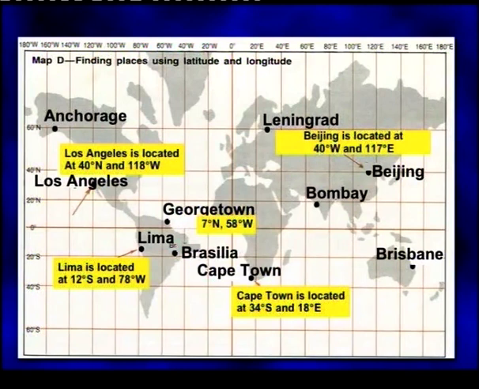All right, let's look at this. We're going to locate places using latitude and longitude lines. They already have it. It's already here on the map. Let's look at one example. Let's look at Georgetown. Can you locate where Georgetown is?